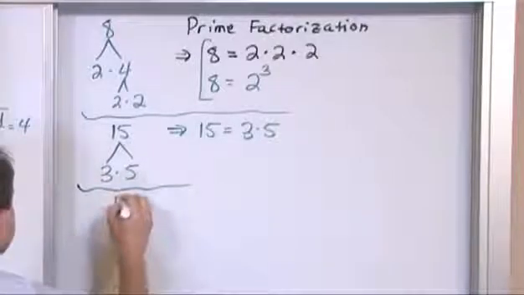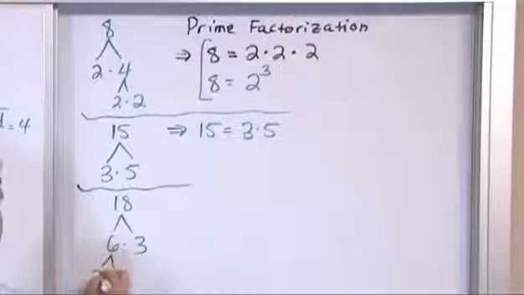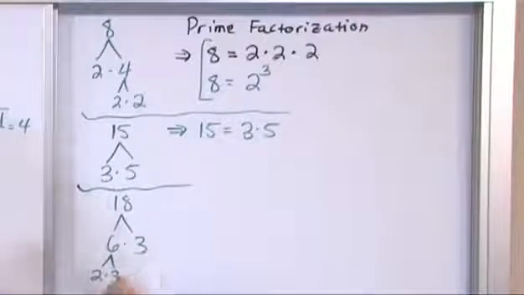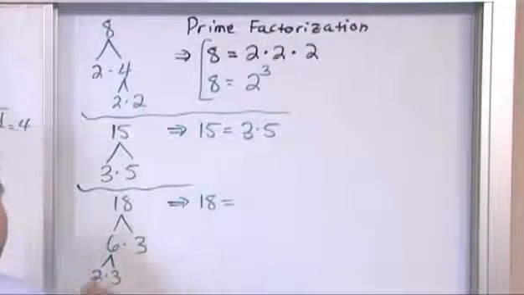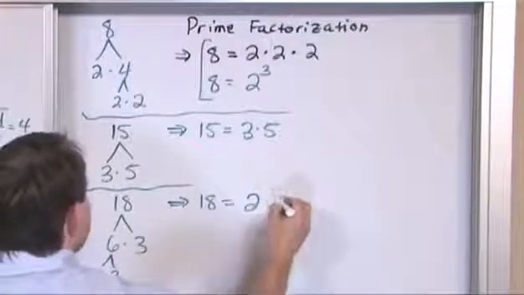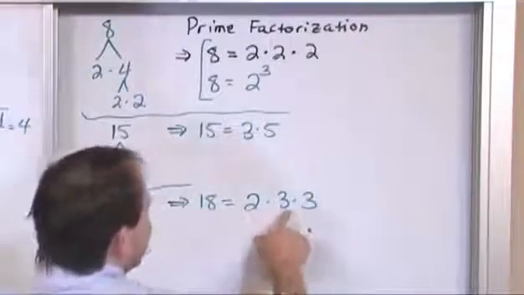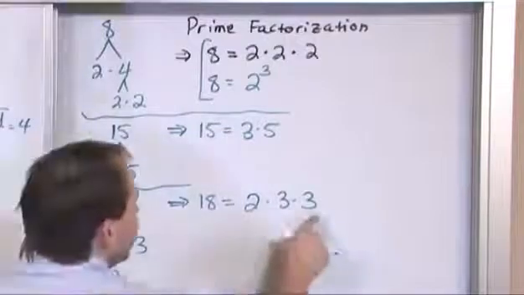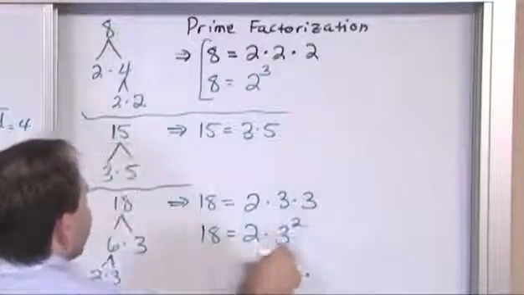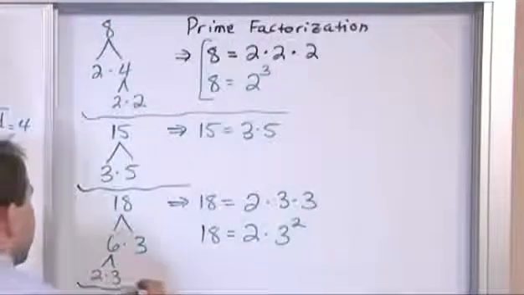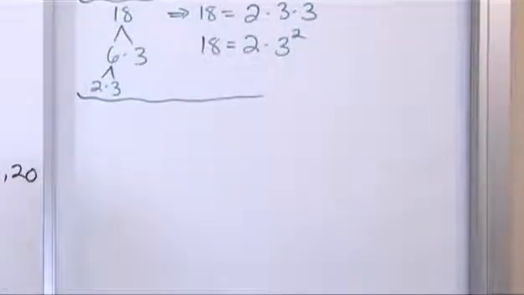What about 18? 6 times 3 is 18. 6 can be written as 2 times 3, and 3 is already prime, so prime, prime, prime. So what we have here is the number 18 can be written as everything in the bottom of the tree multiplied together. 2 times 3 times 3. And think about it, 2 times 3 is 6, 6 times 3 is 18, so that does make sense. Now we do have a repeated number here, so we can equally write this as 2 times 3 squared, because of that exponent. So you generally try to write it in terms of exponents if you can. It's the best way to go.